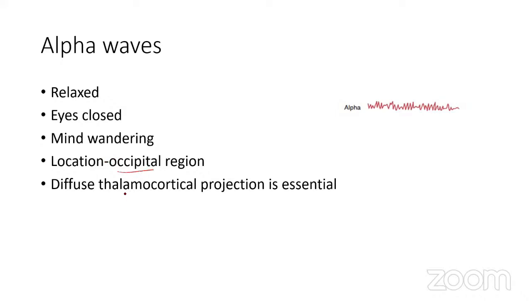And one important point: to produce alpha waves, diffuse thalamocortical projection from the thalamus to the cortex is essential for the production of alpha waves.